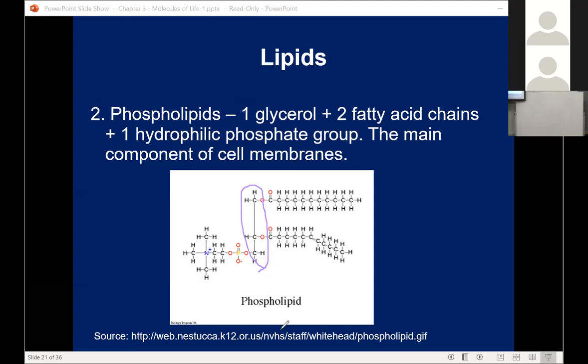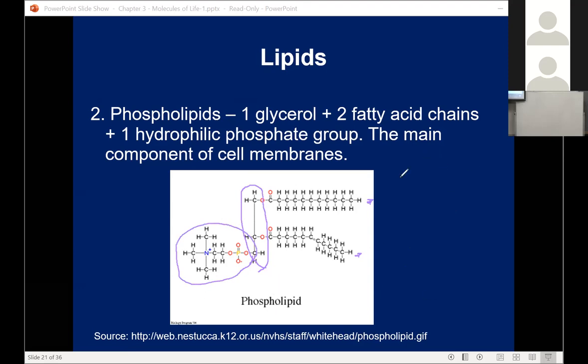So in the case of a phospholipid, we have two fatty acids. So here's one, we have one saturated fatty acid chain, we have one unsaturated fatty acid chain. The only difference, instead of attaching a third fatty acid, we have a hydrophilic phosphate group, which is right here. That's the only difference.